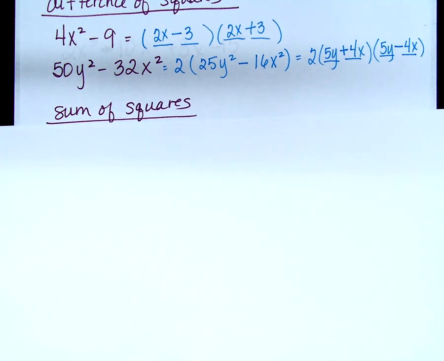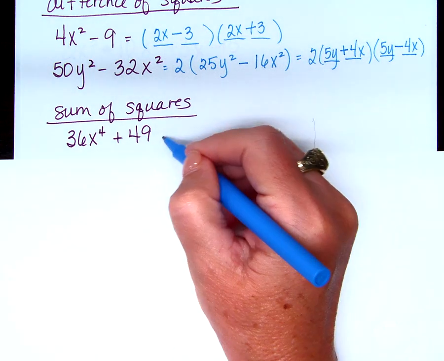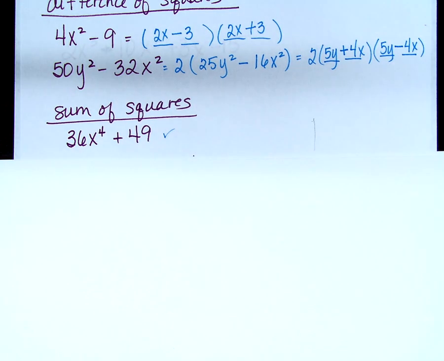So what about this? Sum of squares. What's that going to look like? So exactly like it just looked like, except I'm adding. So like this. This is going to be your favorite one. Actually, it's my favorite one. You know why? Because it's done. We can't do anything with it. At Algebra 2 level, we cannot factor the sum of squares.